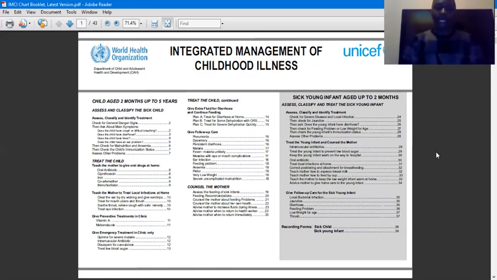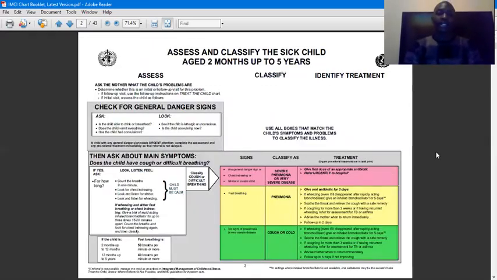When it comes to IMCI, the first thing that you need to know is that there are what are known as general danger signs, and what are known as the main symptoms, which have been stated in the IMCI booklet. Each symptom is going to lead you to a particular condition depending on the supportive signs that have been presented in this particular child.